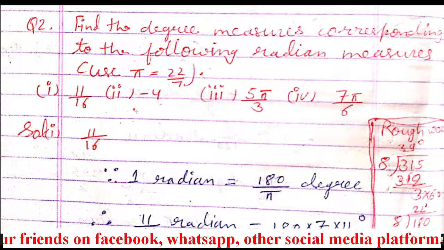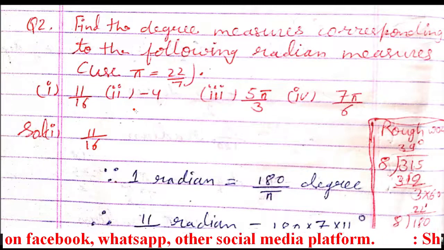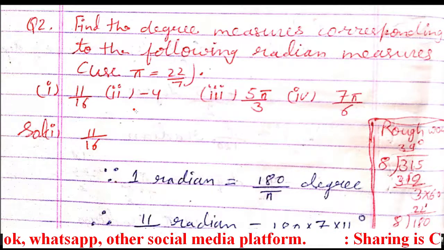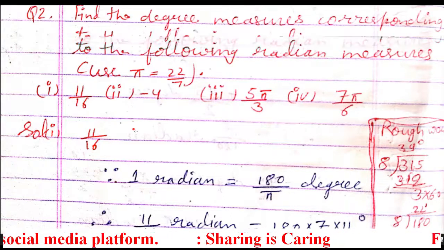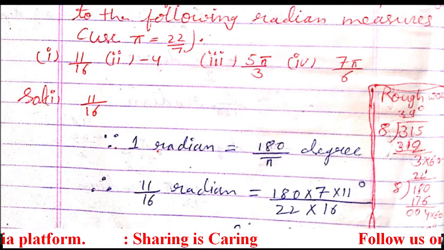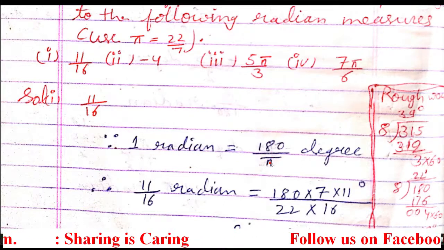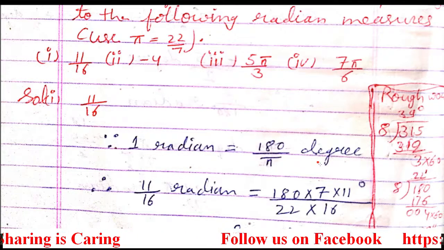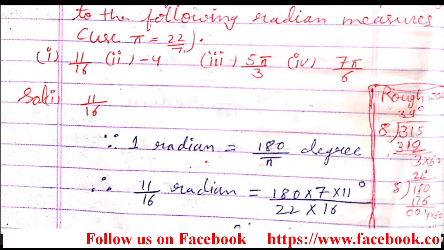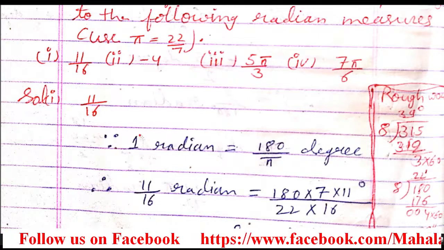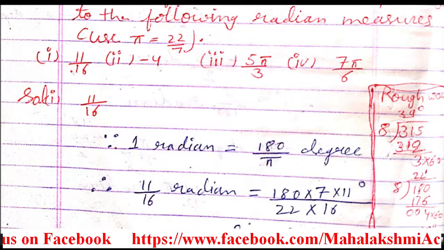In my previous video I already explained to you the relation between the radian and the degree, and for this particular question we are going to use this formula, that is 1 radian is equal to 180 upon pi degree. So just learn this formula, and we are going to use this formula again and again. So students, we are going to start the first part.